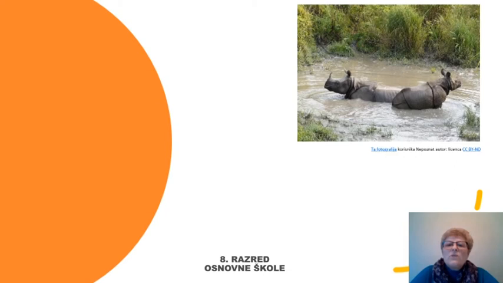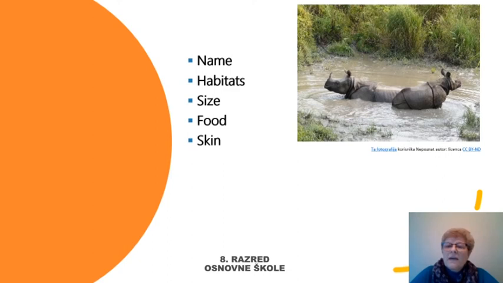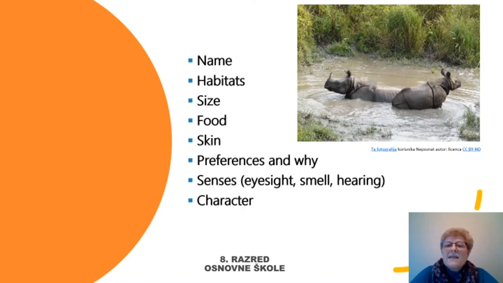Now, you are going to watch a video about rhinos. While watching the video, you will learn many things about rhinos, such as how they got their name, where they live, how big they are, what food they eat, how thick their skin is and why it is so, what they like most and why, how good their senses like eyesight, vid, smell, osjetilo mirisa, and hearing, osjetilo sluha are.